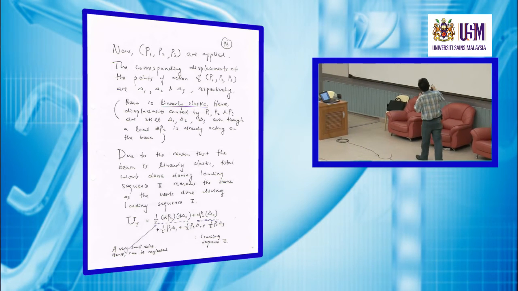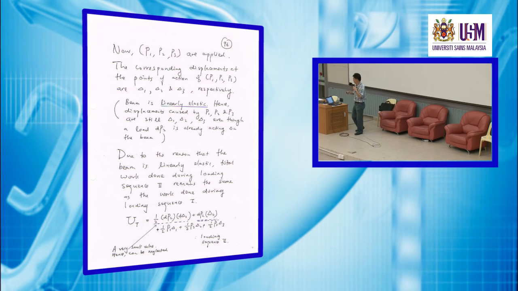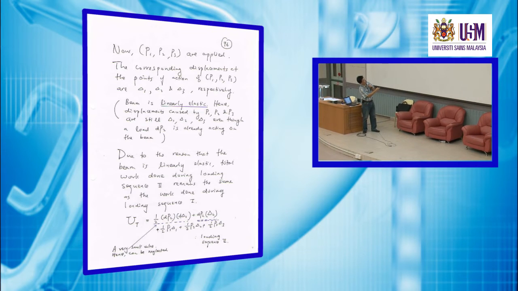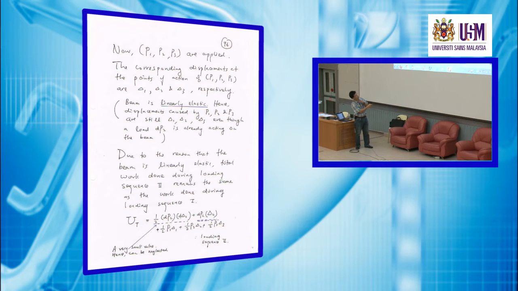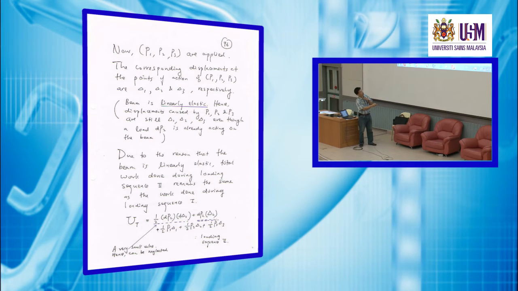So now we try to find out what happens when you apply dP2 plus P1, P2, and P3. So what is the strain energy stored? This is a strain energy store because of the load dP2 that we apply in the beginning. After that, we add P1, P2, and P3. When we add these from the beginning, from zero value, we have this extra strain energy, plus this one, plus this one.